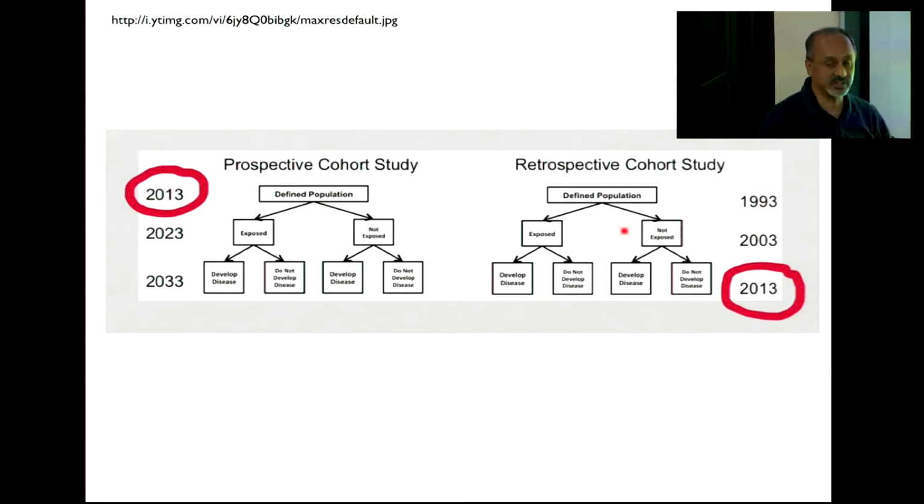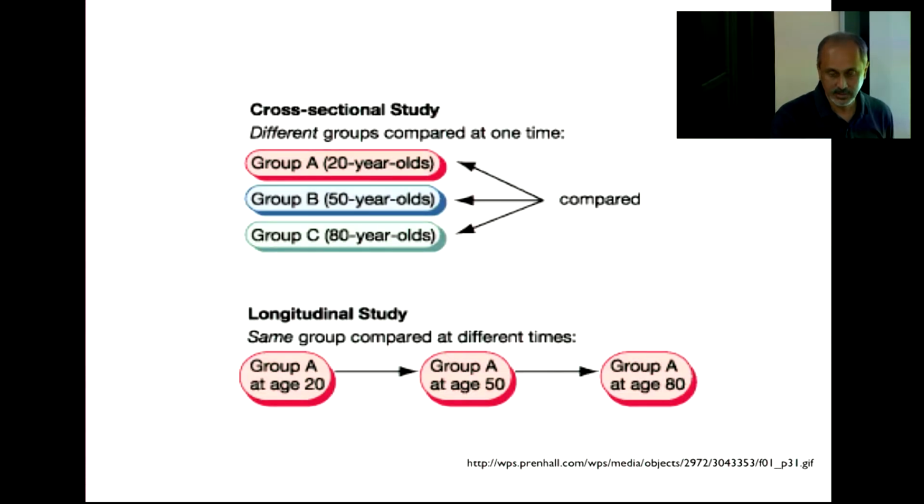You have to trace back to their exposure in previous years, in 2003 and in 1993, where they started off with a well-defined population and asked. So now you can go back in time and ask, did the exposure make a difference to their current state of health? A cross-sectional study, as I said, is different groups compared at one time.